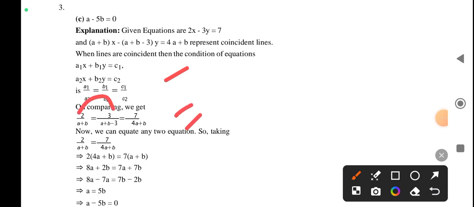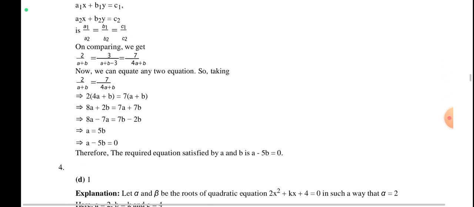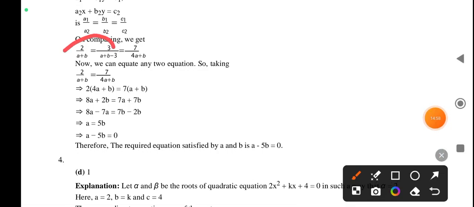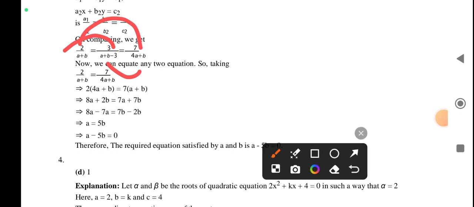2 by A plus B you can equate with any one. 3 by A plus B minus 3 or 7 by 4A plus B. Equate it and get the value of A, children. Easy ma. First one and second one, or first one and third, or second one and third. Like this, two things you can equate and get the answer.